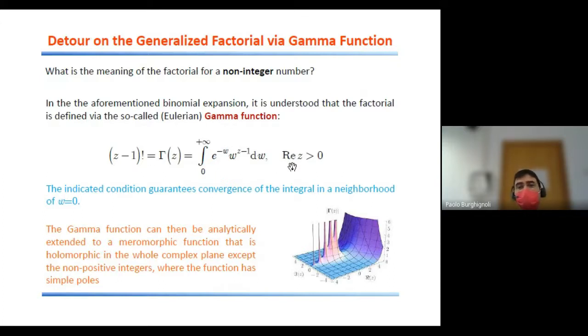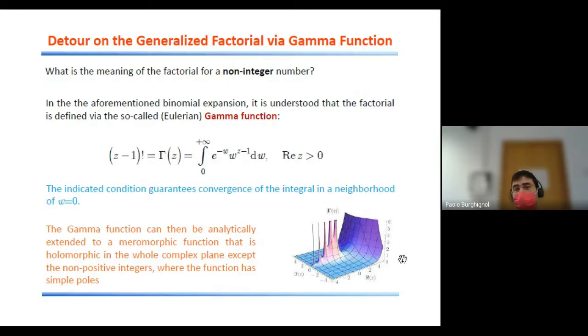Now, the gamma function defined in this way can then be continued analytically in the entire complex plane with the exception of a discrete set of points that are the non-positive integers, so 0, -1, -2, etc., which turn out to be simple poles.